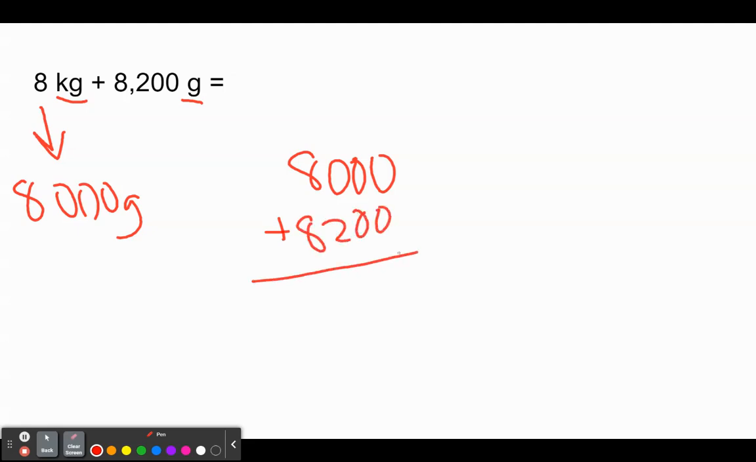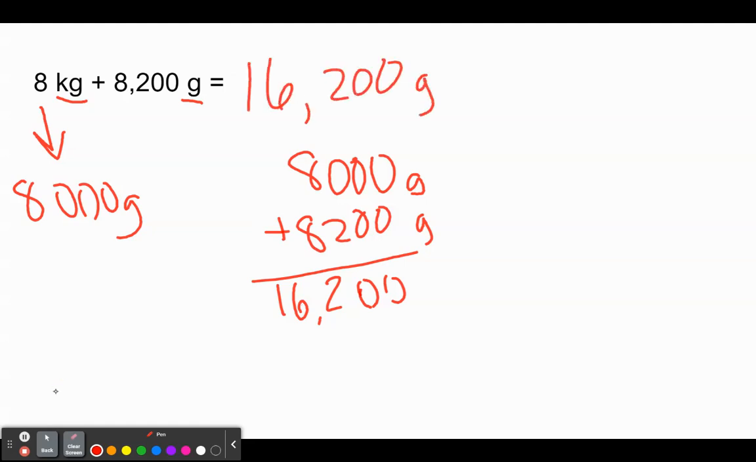And that's going to give me, because I have grams and grams, right? So I have 8,000 grams and I have 8,200. So let's go ahead and add them together. So I have 0, 0, 0, 200s, and then I have 16,000. So this is going to be equal to 16,200 grams. If I want to change this over to kilograms and grams, I could take my 16,000 grams, change those into kilograms, and then I have 200 grams left.